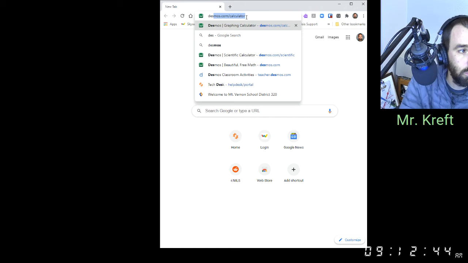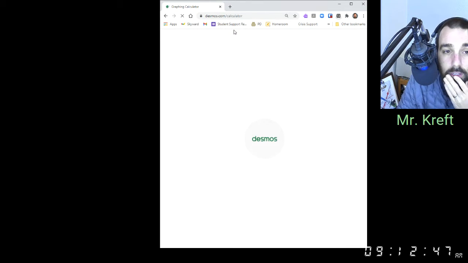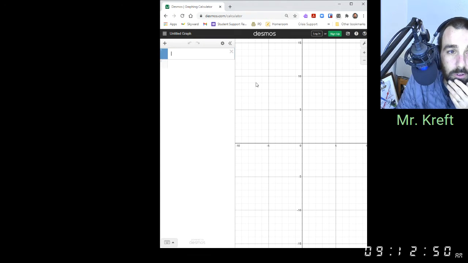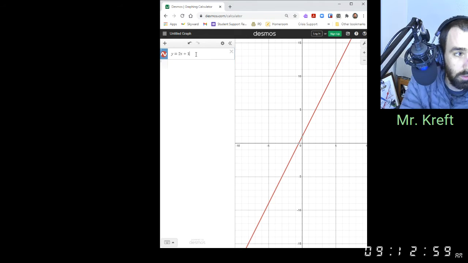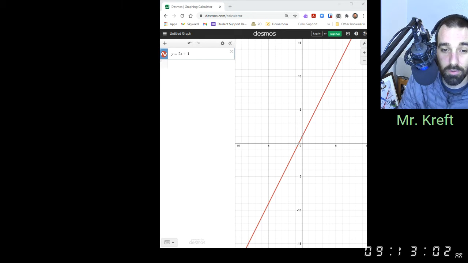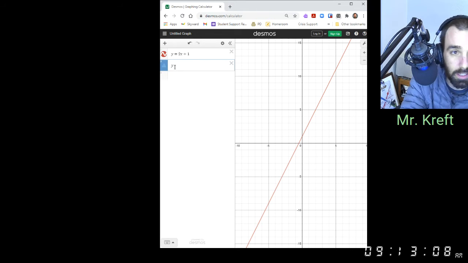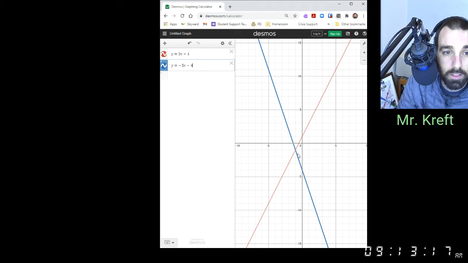Okay, so I would go to the Desmos graphing calculator. If you're having issues with graphing, you can just type in an equation. So I can type in y equals 2x plus 1. And you guys see how it automatically graphs the line. Then if you click at the bottom here, you can graph another line. So I could have y equals negative 3x minus 4. What's cool about this is you can hover over them and it tells you where they meet. So right here they meet at -1, -1.